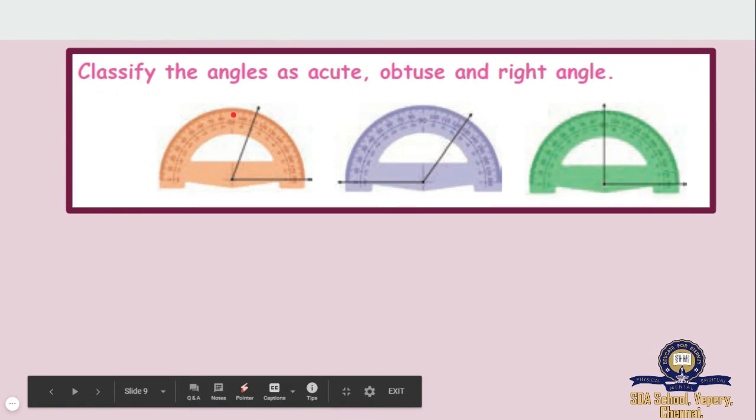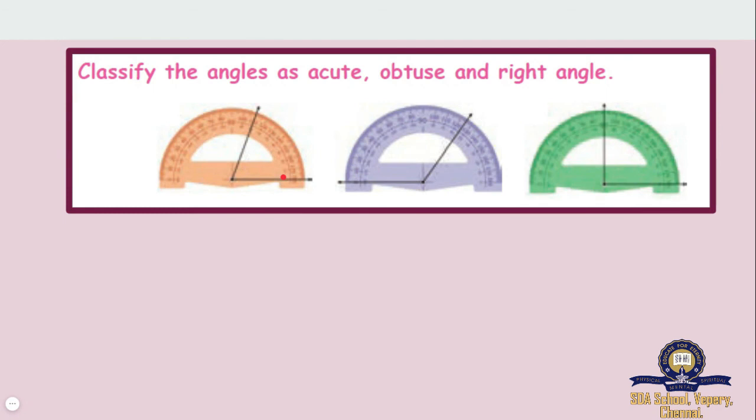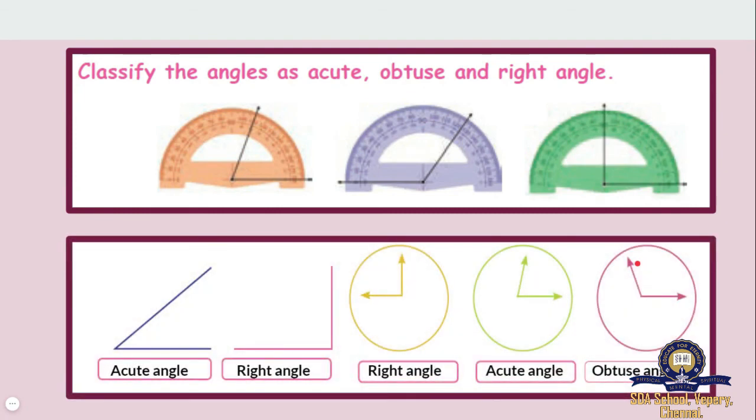Next, you can classify the angles as acute, obtuse and right angle. So this is the midpoint. This is 90 degree. A number less than 90 degree is acute angle. The shape of the angle is closed, so it is acute. Here this is 90 degree. It is going beyond 90 degree, that is obtuse. Here it is L shape, that is right angle. So you can see this first one is acute angle, next one is right angle L shape, next one is also L shape right angle, next one is acute angle, next one is obtuse angle.